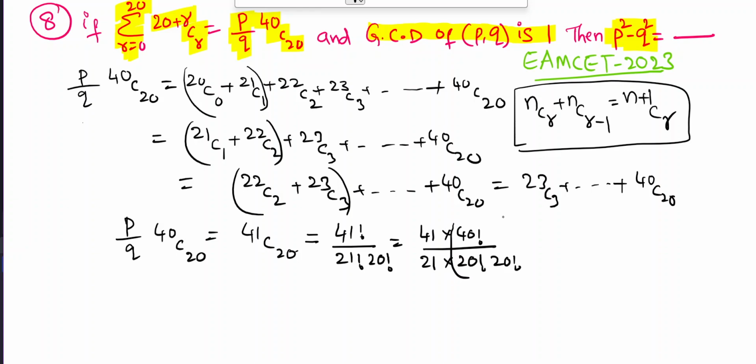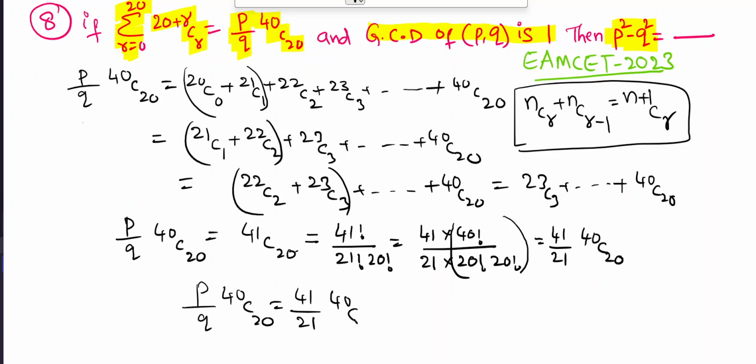Now write this 40 factorial by 20 factorial into 20 factorial, that is 41 by 21 into 40C20. Equating these two, P by Q into 40C20 is equal to 41 by 21 into 40C20. Both sides 40C20 cancel. From this P is equal to 41 and Q is equal to 21. Now GCD of 41 and 21 is also 1.